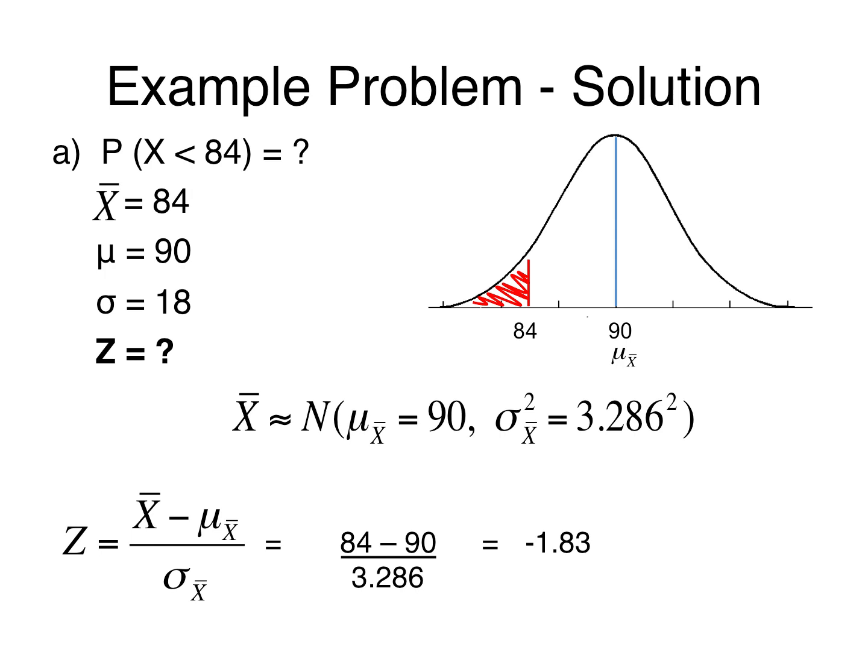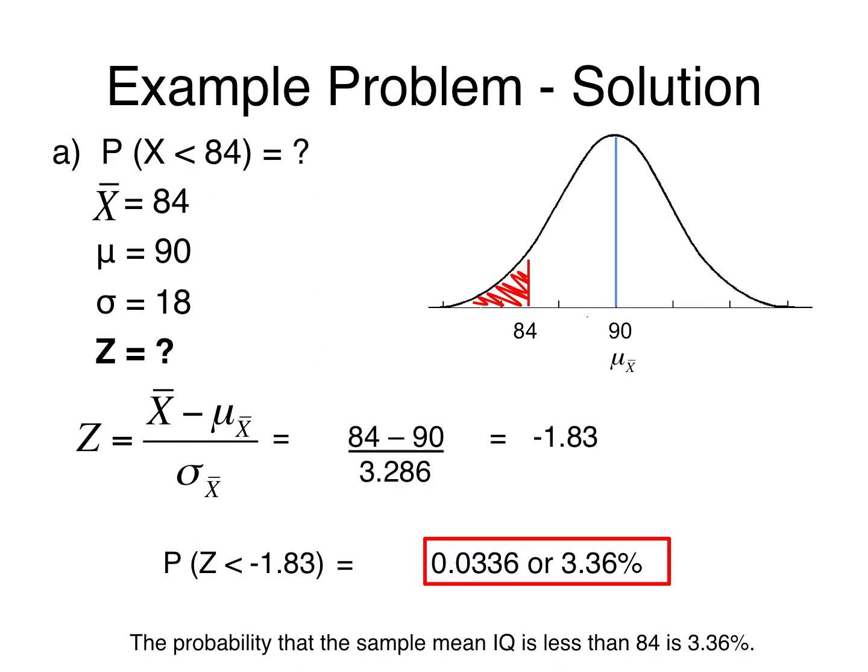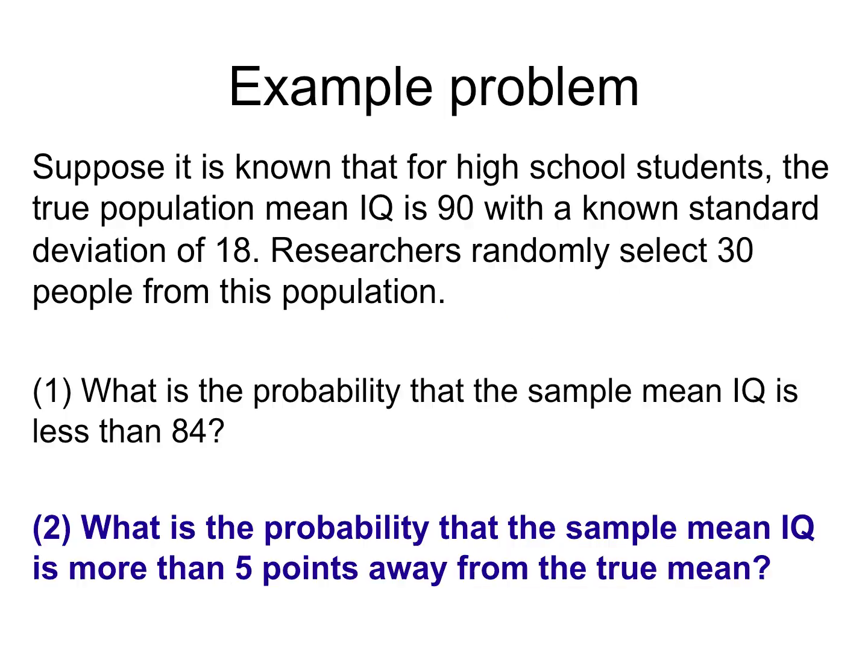What is the probability of obtaining a sample mean that is 1.83 standard deviations below the true mean or less? To figure this out, we turn to our normal table, or we can also use software. Here we find that a z-score of negative 1.83 is associated with a probability of 0.0336. So we conclude that the probability that the sample mean IQ is less than 84 is 3.36%.